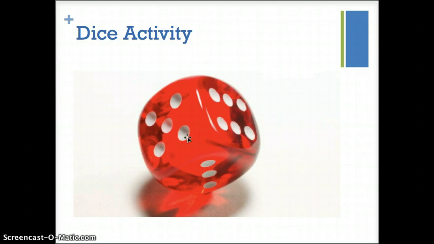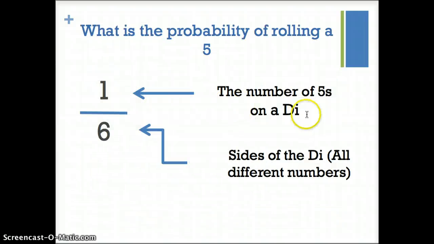There's 6 sides. There's a 1, 2, 3, 4, a 5, and a 6. So that means there are 6 sides to the die, and there's a different number on each side. The first question we're going to ask is, what is the probability of rolling a 5?